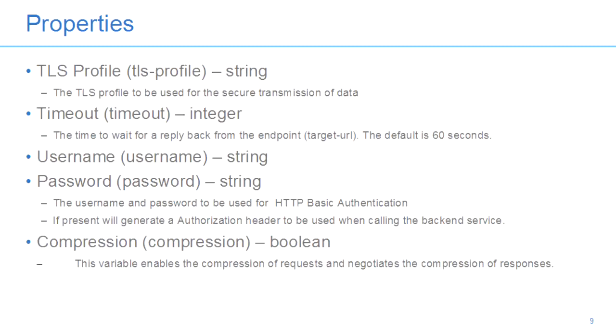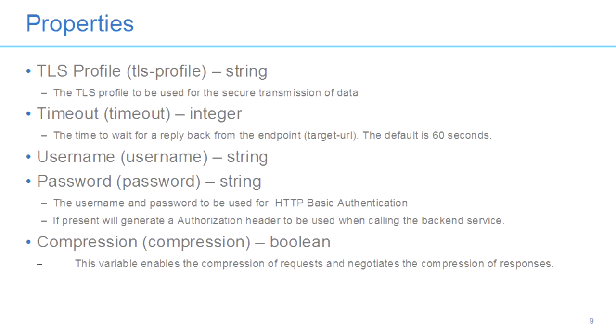Several other properties that are part of both the invoke and the proxy are the TLS profile name, which you use to define the secure transmission of the data. It's the same as the micro gateway definition that you may have seen yesterday when that was presented. There's also an integer timeout, which you use to wait for the reply back from the endpoints, and if that times out, you get an error back.